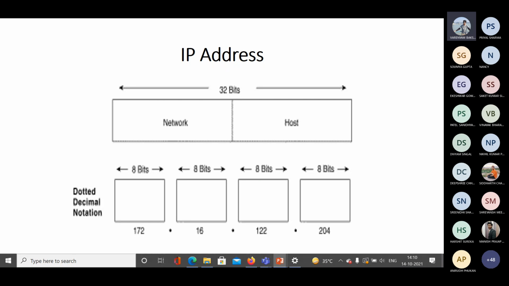So what is the dotted decimal notation? That's how we generally know the IP addresses. We know them like this: 172.16.122.204. So what is done? We have a 32-bit address and we divide it into 4 parts, each part having 8 bits. Each represents a particular decimal number and they are separated by dots. That is why it is known as dotted decimal notation.